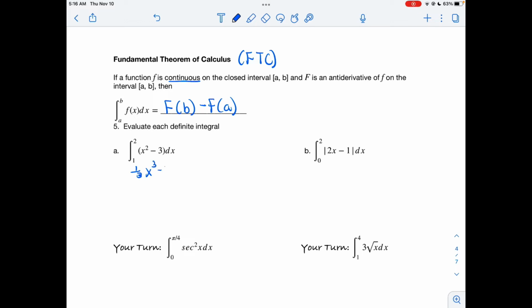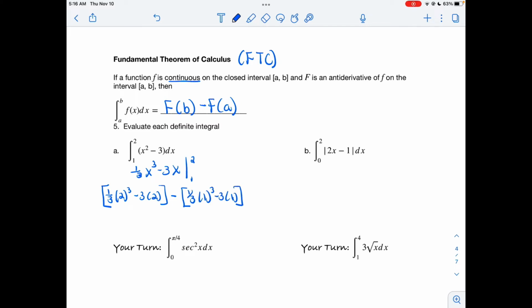So if I want to find the integral from 1 to 3 of x squared minus 3 dx, I'm going to find the antiderivative, which is 1/3 x cubed minus 3x, and evaluate that from 1 to 2. So I substitute in my upper bound first, substitute 2 in, then subtract, substituting 1 into my antiderivative.